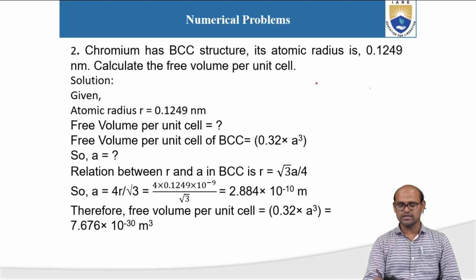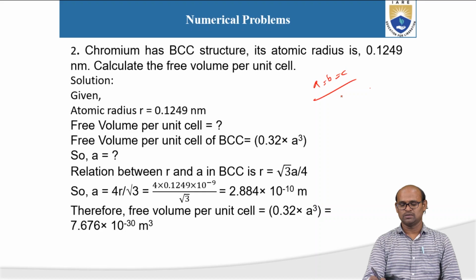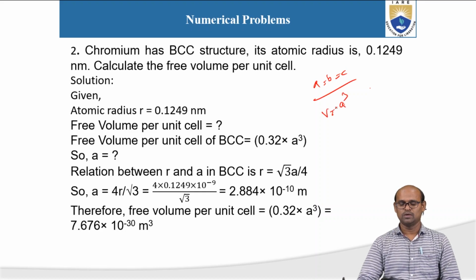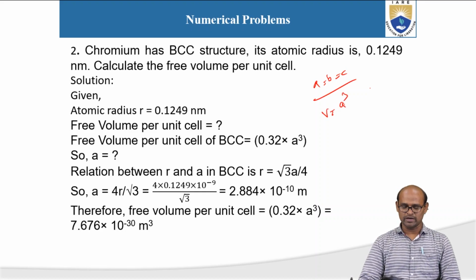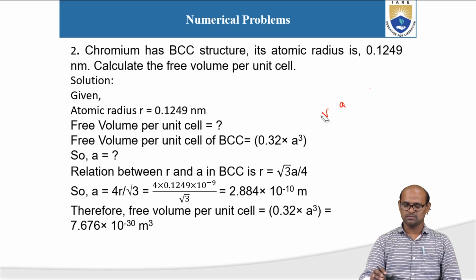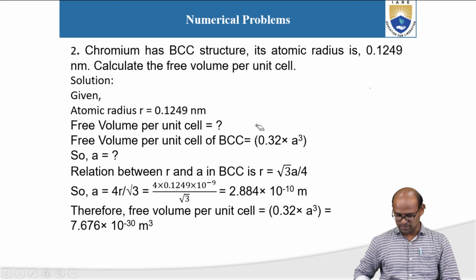because this is a cubic lattice. A is equal to B is equal to C. That is why volume is A cube. Okay, 0.32 into A cube. So you will find out the volume of the free space in a BCC unit cell. Okay, so this is the second numerical.